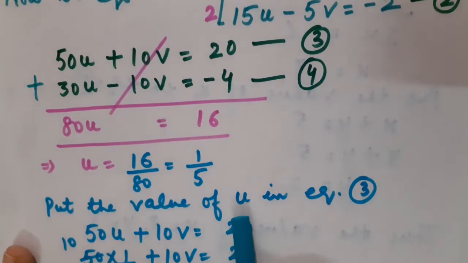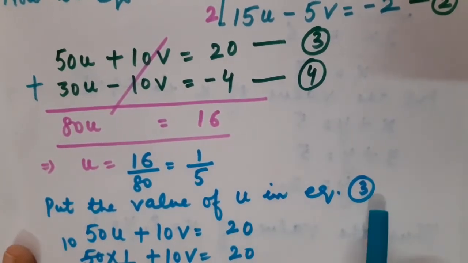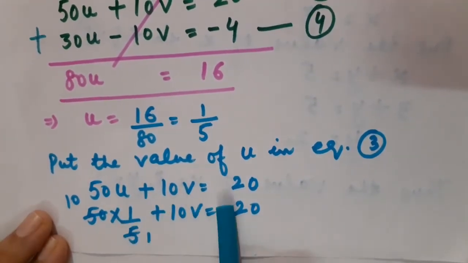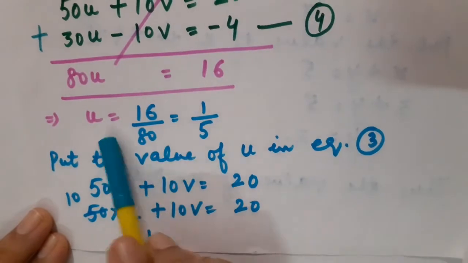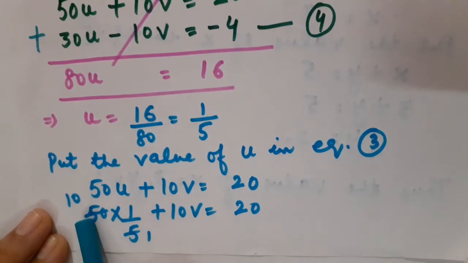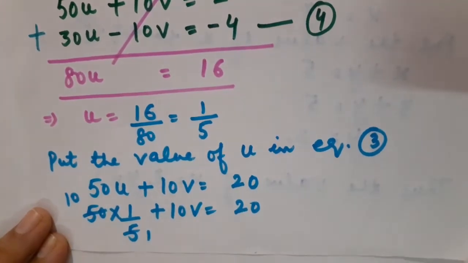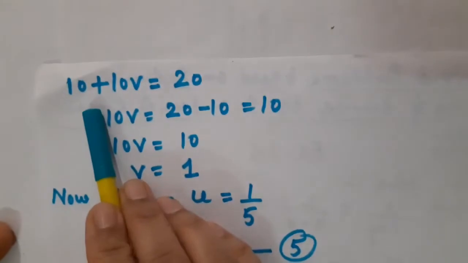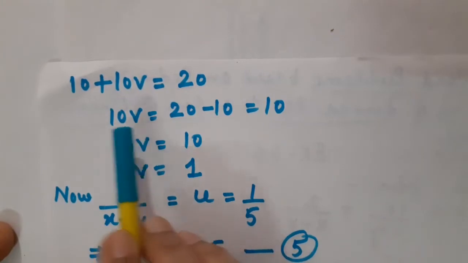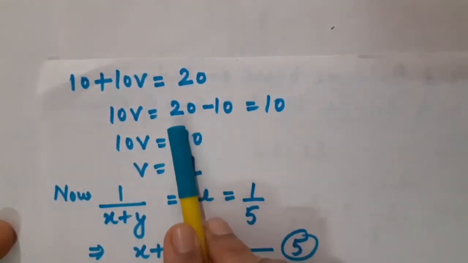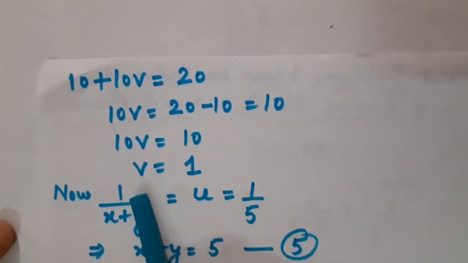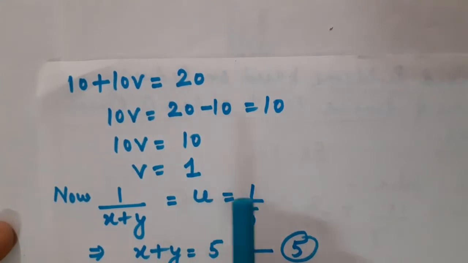Now put the value of u in equation number 3. What is equation number 3 children? This is 50u plus 10v is equal to 20. 50 into, at place of u I am putting 1 upon 5. Both are going to be cancelled. So here I have got 10 plus 10v is equal to 20. 10v I will keep here on left hand side and this 10 I am going to take on another side. So this will become 20 minus 10 is equal to 10. So 10v is equal to 10. So what is the value of v? v is equal to 1. Clear children?